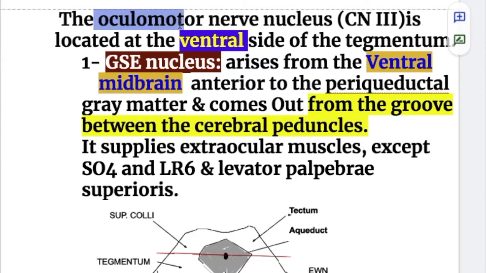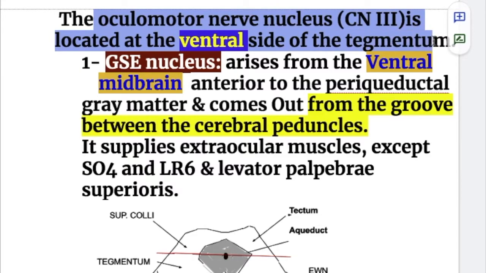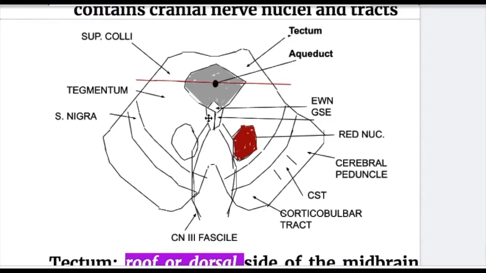The oculomotor nerve nucleus is located at the ventral side of the tegmentum. So this is the oculomotor nerve nuclei. It has two types of nuclei, general visceral efferent and general somatic efferent.